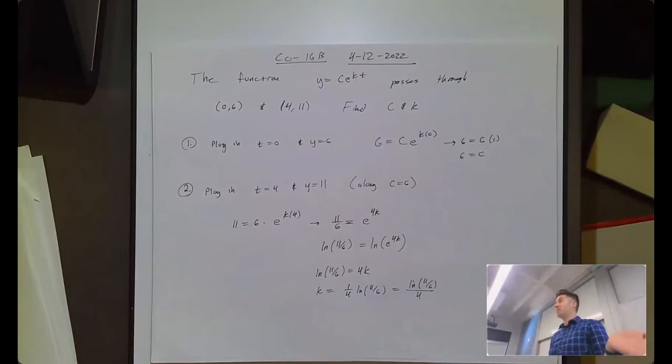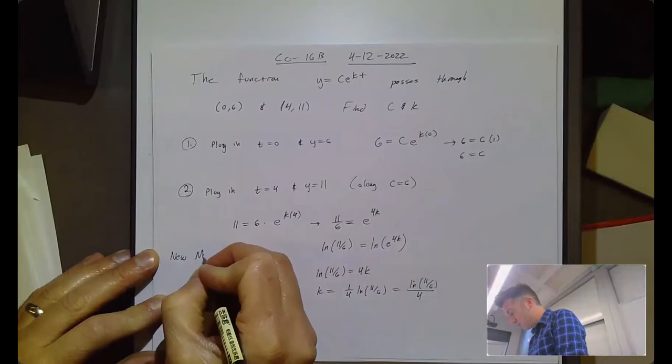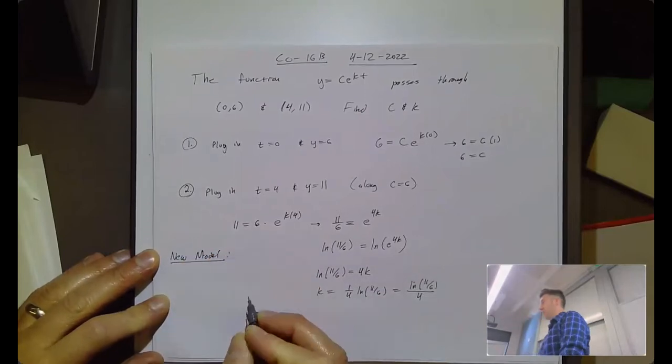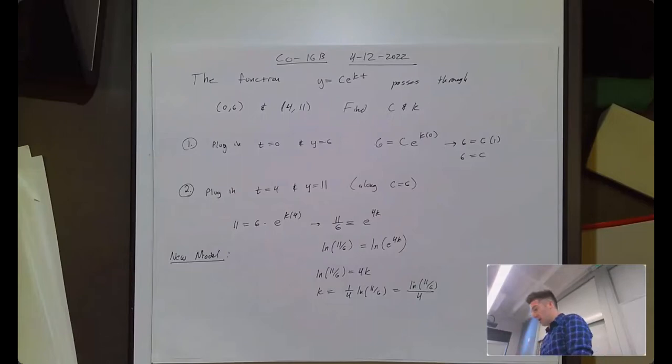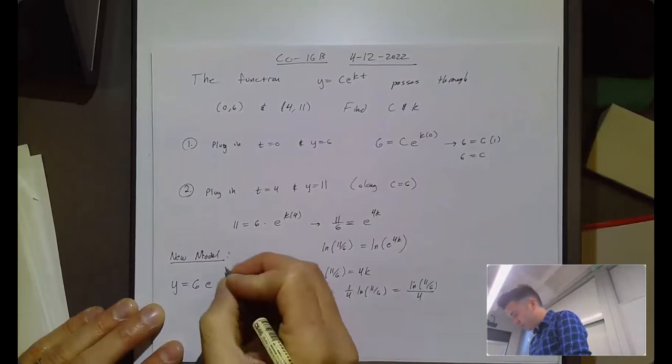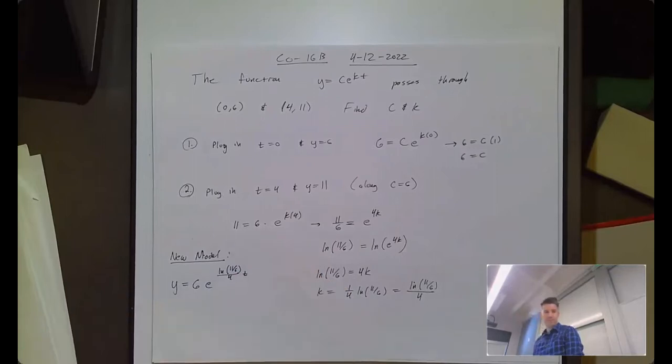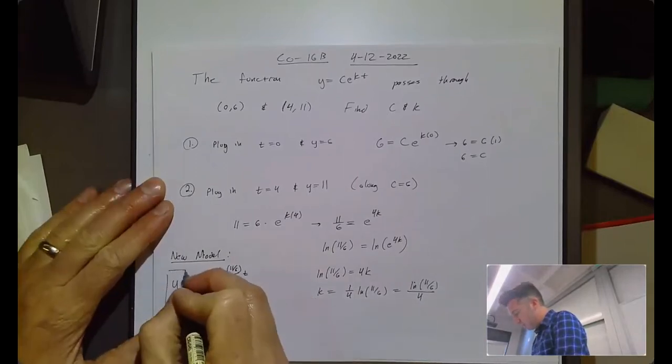This question doesn't ask us to, but typically once you have found c and k, you want to rewrite your model for exponential growth or exponential decay with those values plugged in. So our model where we've solved for c and k is going to be y equal to 6 e to the natural log of 11/6 over 4 times t. There are other ways of writing this, but this is pretty standard.